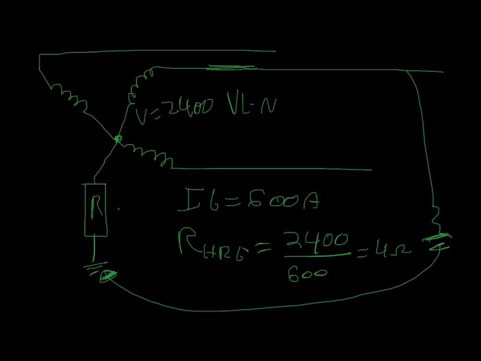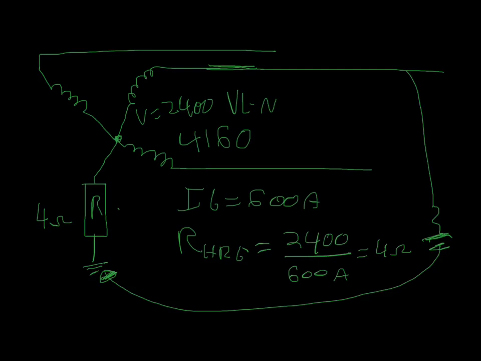So that makes it actually a 4160 system. Okay. So for a 4160 system, you're going to have your voltage line to neutral, 2400 volts, divided by 600 amps, because that's how much you want to limit it to. Is it going to be equal to 4 ohms? So if this resistance was 4 ohms right here, you would be able to limit your ground fault current to 600 amps.